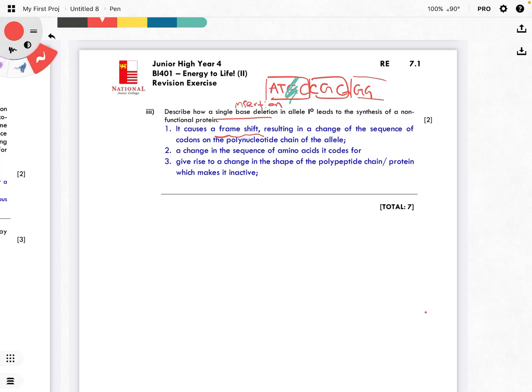And it can be quite drastic because when it's a frame shift, you change the sequence of the codons, and as a result, the sequence of amino acids that will be coded for. And as a result, you can change the structure of the shape of the polypeptide chain, which may render it non-functional. Because at the end of the day, you must remember that DNA sequences will transcribe to form mRNA, and then mRNA will be translated to form polypeptides.